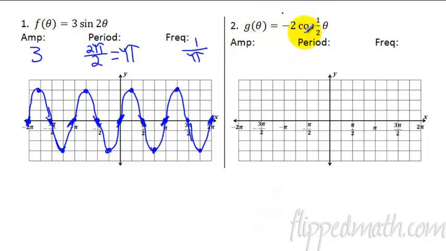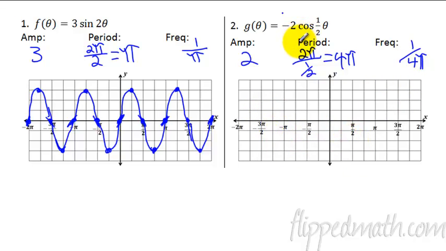Amplitude. So the amplitude's the absolute value of A. So this is going to be just a 2. The period is 2 pi over b, which in this case is a 1/2. So what does that equal? 2 pi over a half, this is 4 pi. You have to remember you have to multiply by the reciprocal to get 4 pi. And then the frequency is 1 over 4 pi. Again, the 1 over 4 pi won't help us graph it, but it does give us some information for application problems.